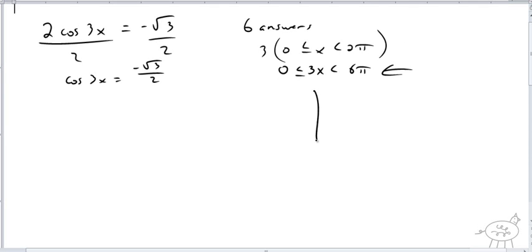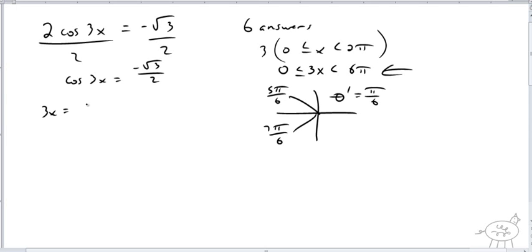So here's the deal. Cosine is negative here and here. Okay? And the reference angle is pi over 6. So you guys agree one answer here is going to be 5 pi over 6, and this is going to be 7 pi over 6. So there it is. 3x equals 5 pi over 6, and 3x equals 7 pi over 6.